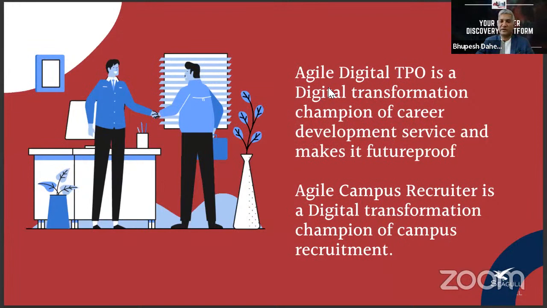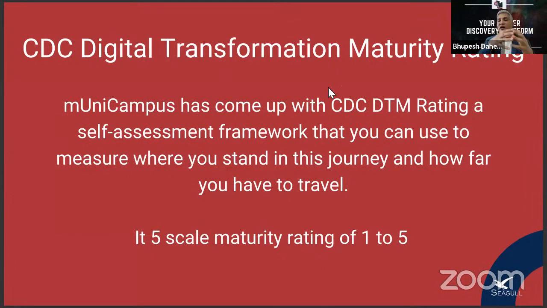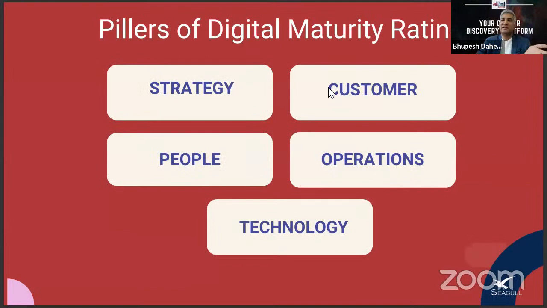We discussed a lot, and how do you assess where you are today in terms of your digital maturity journey, right? We released this framework, which you can use to do a self-assessment to measure where you stand, and it measures your maturity on a 1 to 5 scale, so that you can plan your strategy about further digitization, building your own platform or adapting to existing platforms in the market. What are the various pillars of digital maturity rating? It is typically strategy, customer, people, operations, and technology, right?